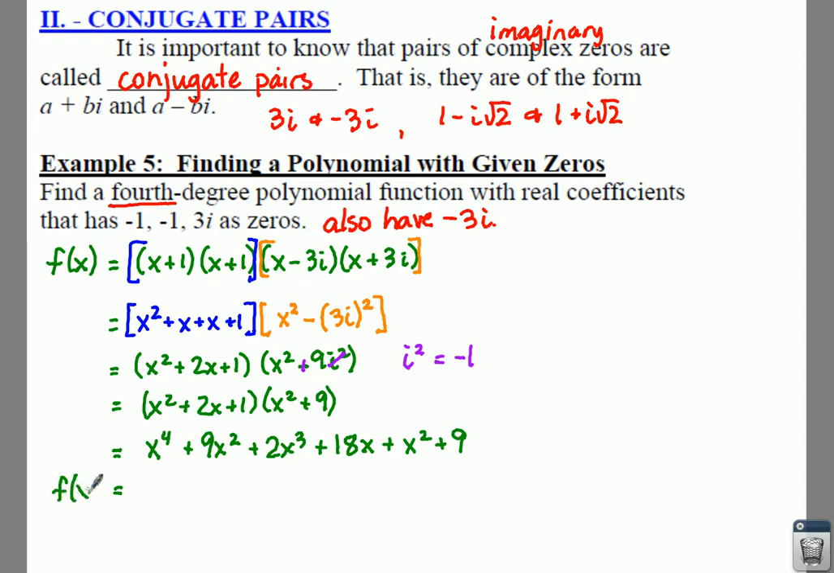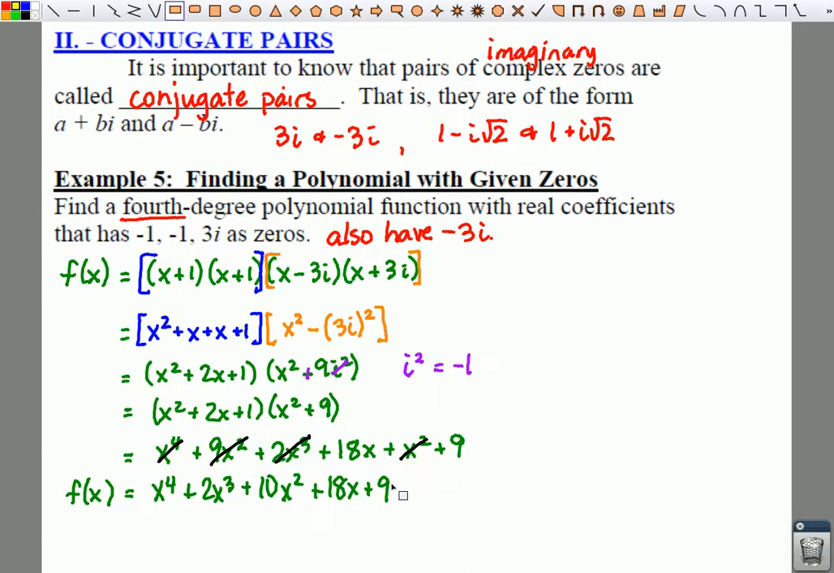Do not forget saying f of x is equal to something. So you're going to have x to the fourth plus 2x to the third. So I like to mark them out after I add them. That's gone. That's gone. We're going to add 9x squared and a 1x squared. Should give us a 10x squared. And then you have an 18x plus 9. Boom. There we go.